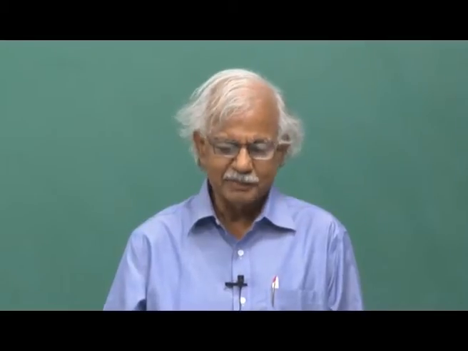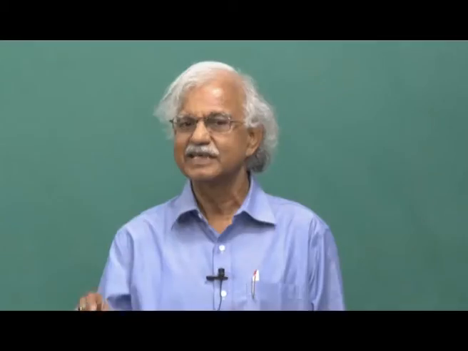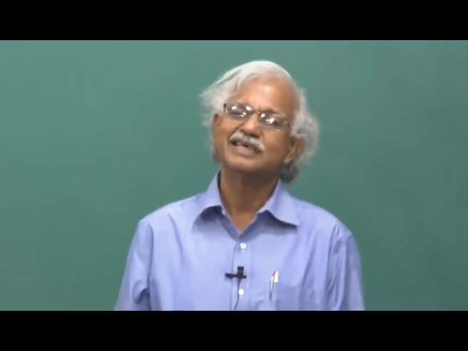So, no interpretation of direction or relationship or order, as in the case of correlation, can be given to chi square. The chi square value depends on the arrangement of the contingency table. If you merge 2 or more categories, your value of chi square will change. If you change the rows or columns, then chi square will change. That means a particular value of chi square is typical of a particular arrangement of the contingency table.